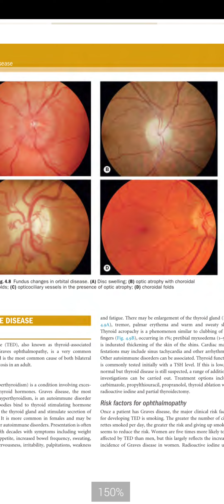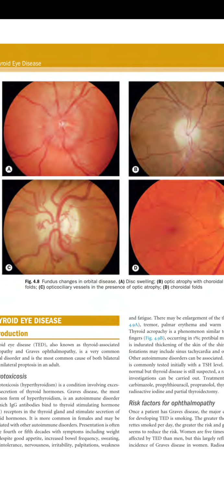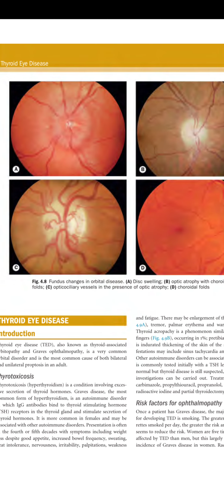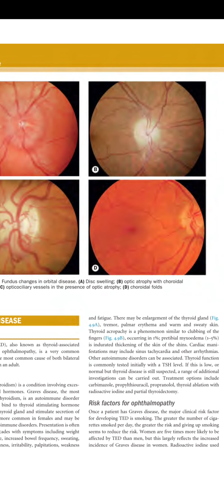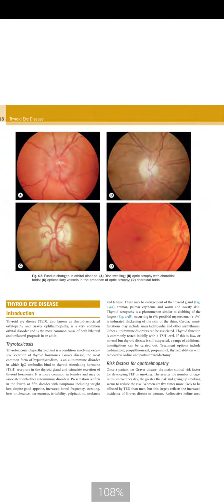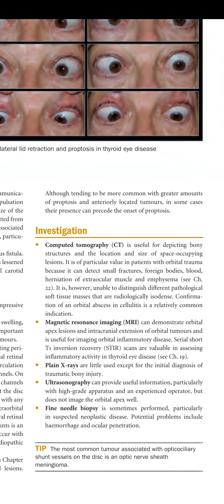And so these are the fundus changes. A is showing the disc swelling, B is showing the optic atrophy with choroidal folds, C is showing the optociliary vessels in the presence of the optic nerve. So these are the optociliary collaterals, and D is showing the choroidal folds, which is not very clear. What types of investigation can you perform in case of an orbital disease? You can perform CT scan, MRI, plain X-rays, ultrasonography, fine needle biopsy.